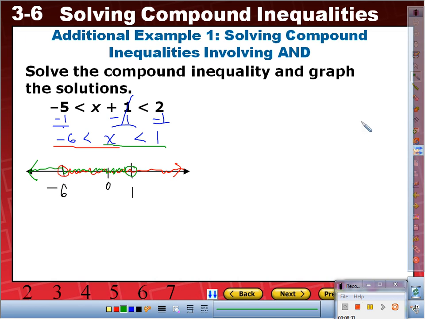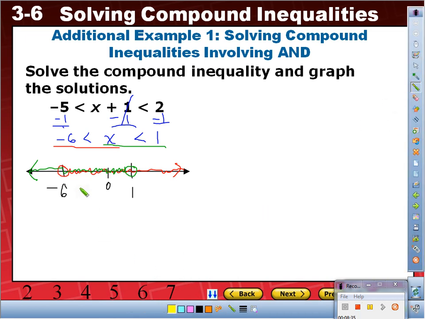Okay? So if you want to do it with your pencil, I'm going to highlight so you can see the two regions that intersect. Does everybody see the two colors intersecting? Yes. Here, I'm going to highlight it so you can see it. There it is. That's the solution set for this compound inequality.